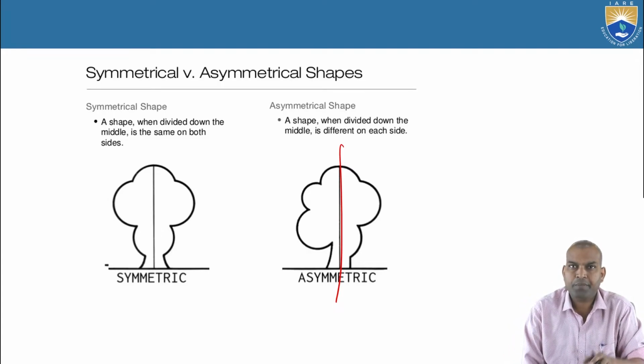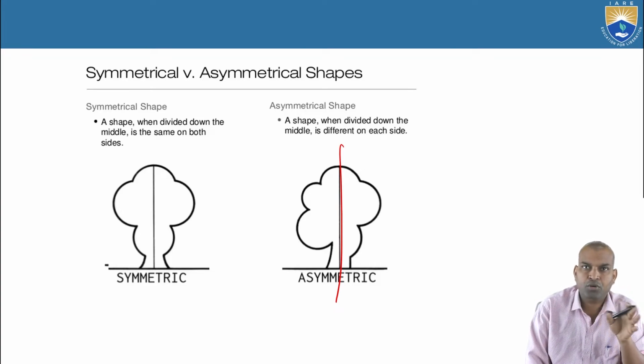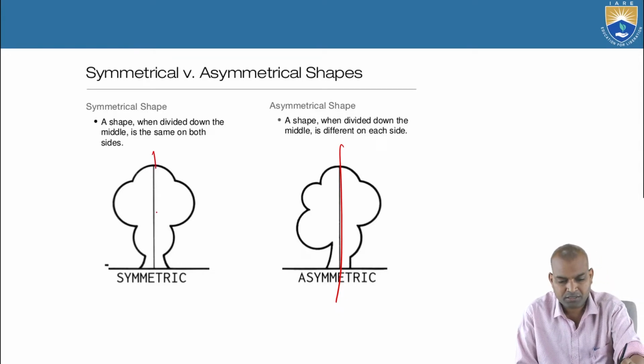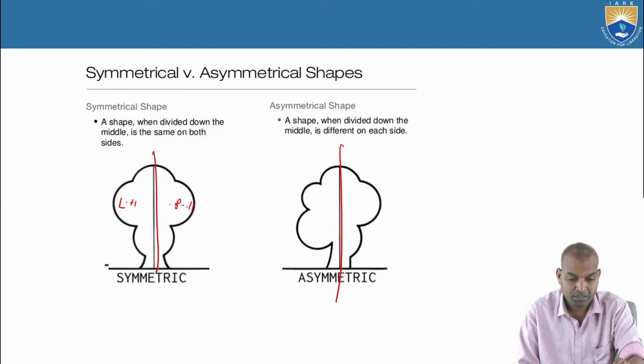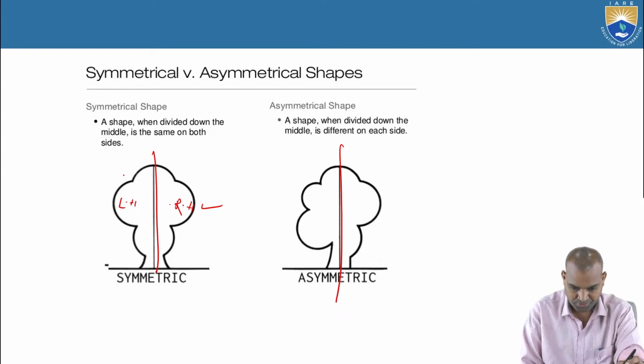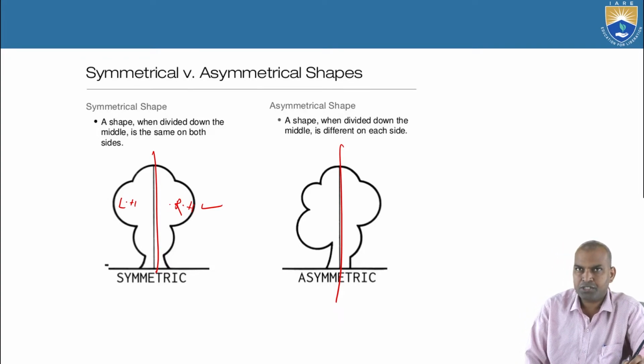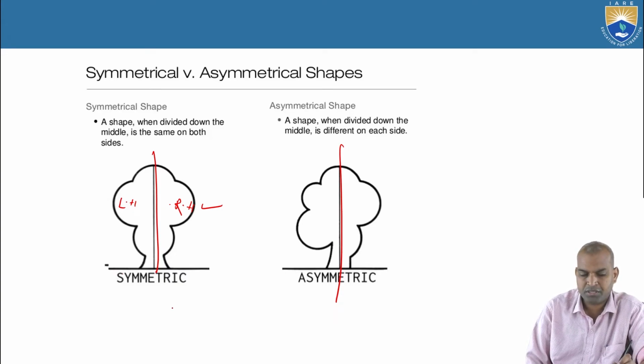A symmetrical shape is one that, when divided down the middle, is the same on both sides: the left-hand side from my side and the right-hand side from my side. Then it is known as a symmetrical section, symmetrical shapes. I hope you understood better what symmetrical and asymmetrical shapes and sections are.